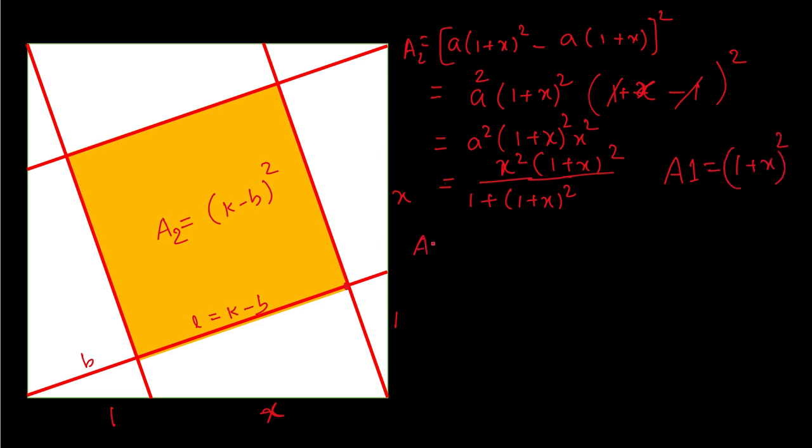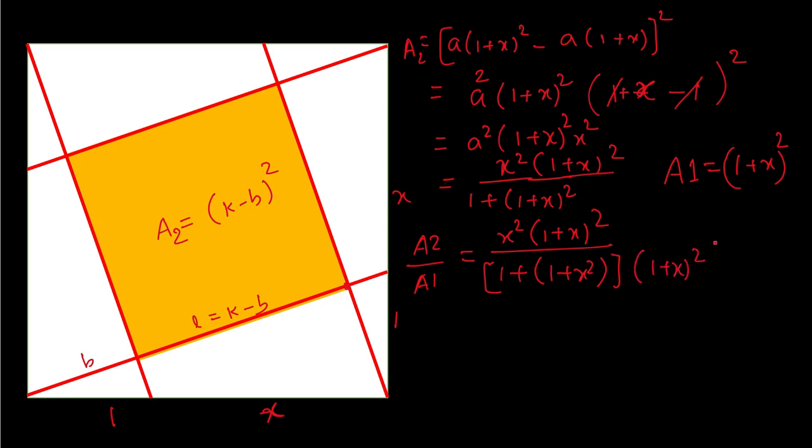So let's do A2 divided by A1, and we will get x square (1 plus x) whole square divided by (1 plus x) square. This is A2, and then we divide by (1 plus x) whole square. So this thing cancels, and we are left with x square divided by (1 plus x) whole square. So this is the required ratio. This is what we had to find.